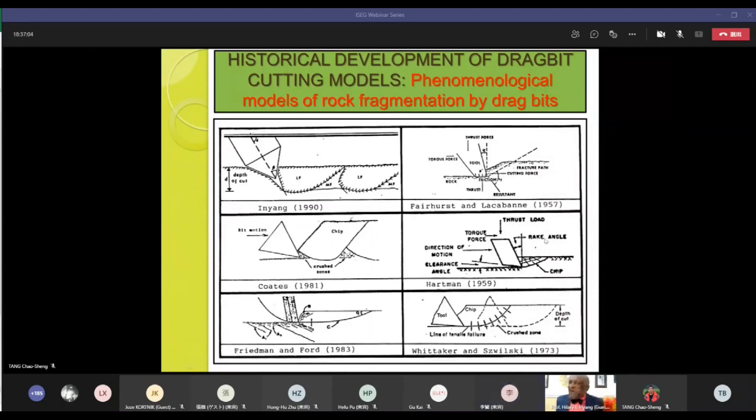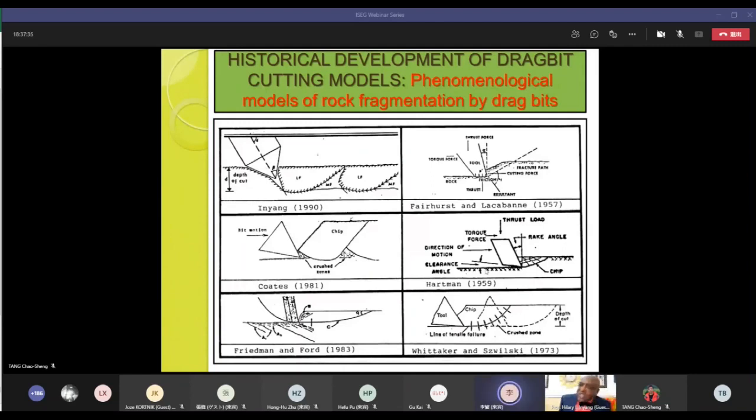There were many other theories before my own. For example, in 1957, Fayhurst and Lackaben, they were at the University of Minnesota in Minneapolis, St. Paul. They were very deep in mining. So you see their theory top right, when a tool cuts rock and how the fractures will radiate. And then Hartman in 1959 also had his own.